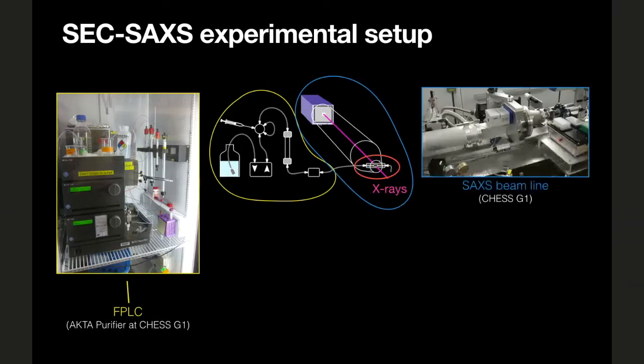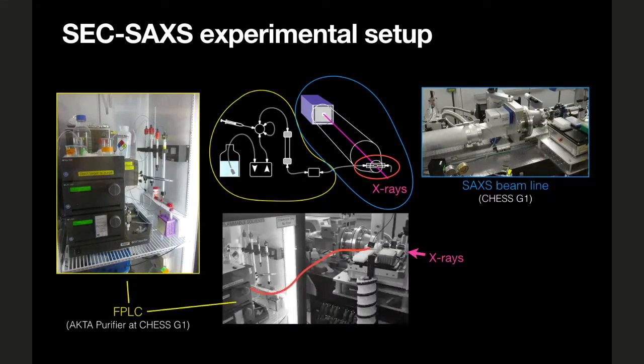And then you of course have your SAXS beamline. This is again the G1 beamline. And what's done is that you literally just put a piece of tubing from the FPLC to the SAXS beamline, and now you have chromatography coupled SAXS. So it's really quite a simple setup.